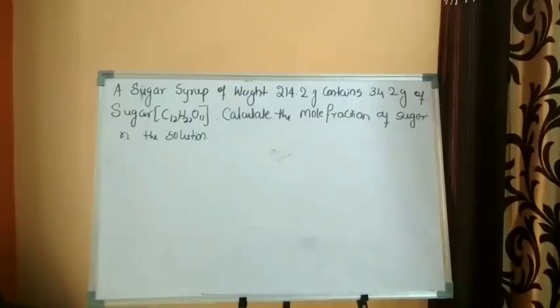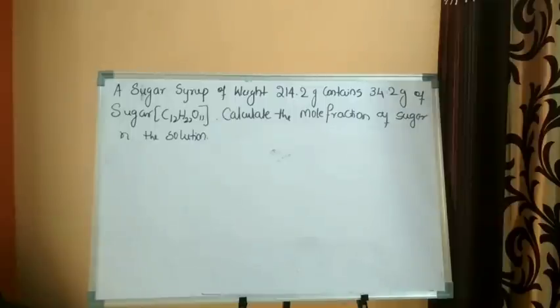Yes, my dear students, there is another problem I have taken on the mole fraction concept. The question is: a sugar syrup of weight 214.2 gram contains 34.2 gram of sugar. That is the sucrose, or the sugar, that we are going to use, with the formula they have given, C12H22O11. So calculate the mole fraction of sugar in the solution.